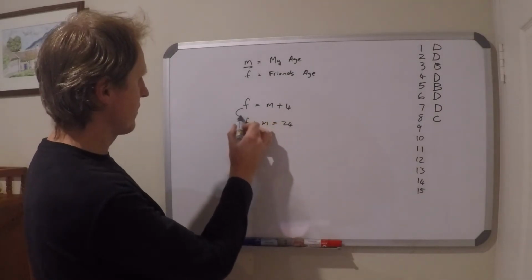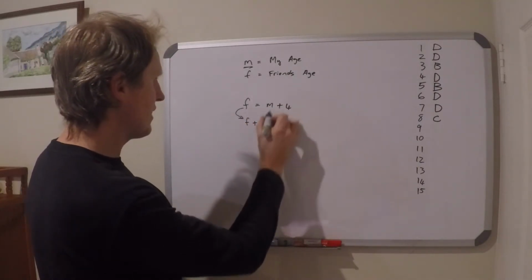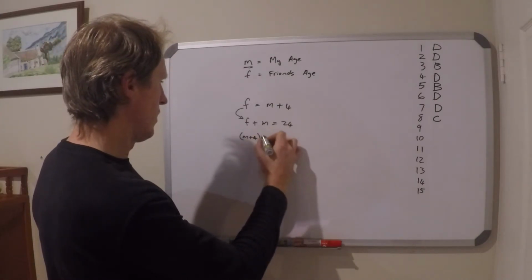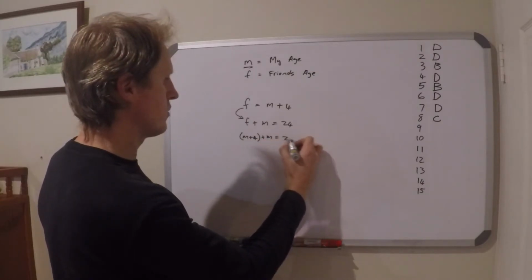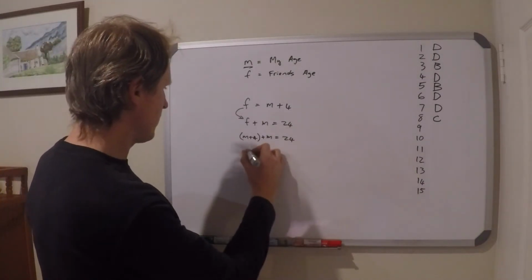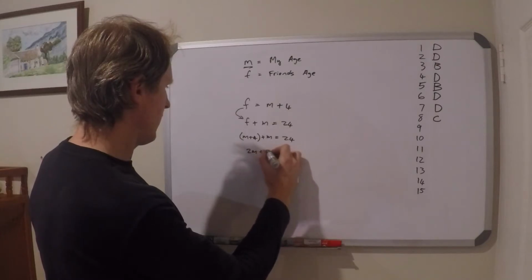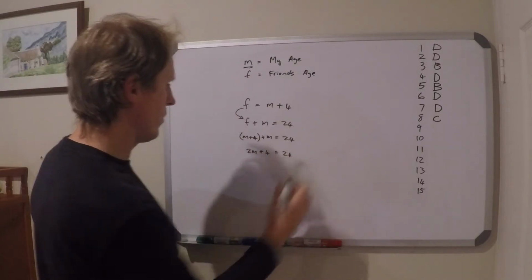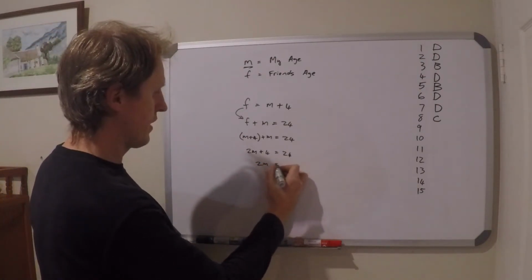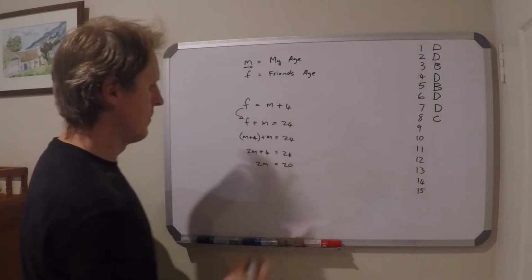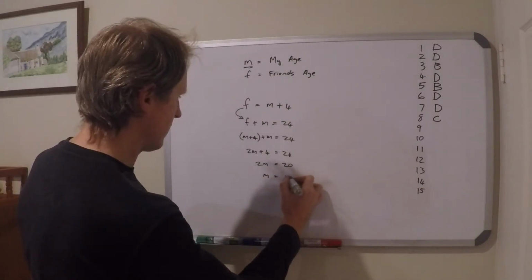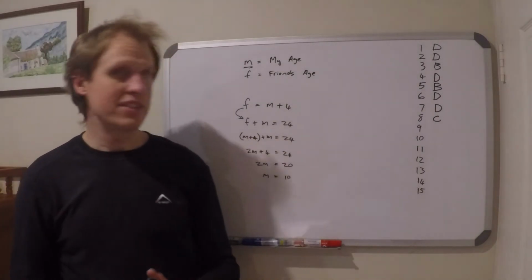So if we stick this F into this equation, F is equal to M plus 4, plus M equals 24. And if you add all of this up, you're going to get 2M plus 4 equals 24. We can subtract 4 on both sides of this equation, and we're going to get 2M equals 20. And if we divide both sides by 2, we get M equals 10. And therefore, my age is 10.